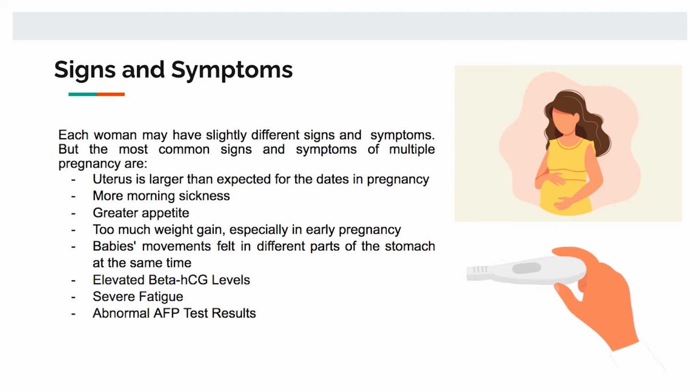So there is also greater appetite and too much weight gain, especially in early pregnancy, and baby's movements felt in different parts of the stomach at the same time. There are also elevated beta-HCG levels, severe fatigue observed, and abnormal AFP test results.